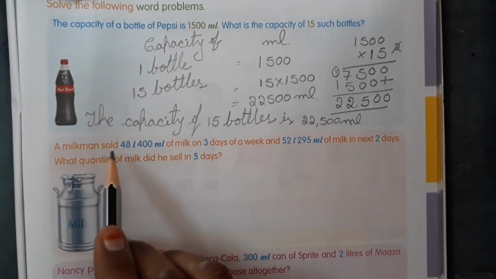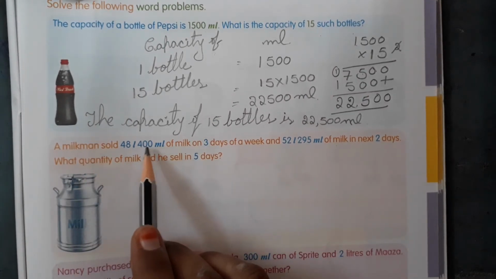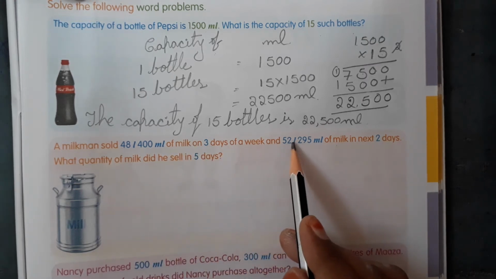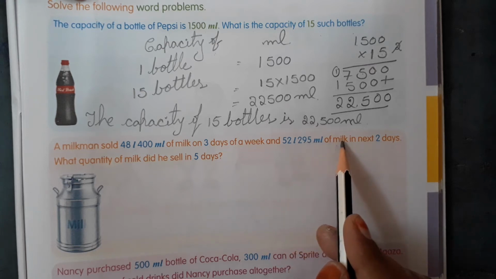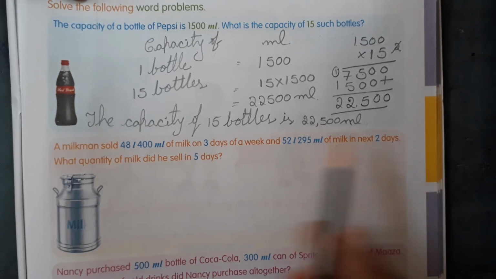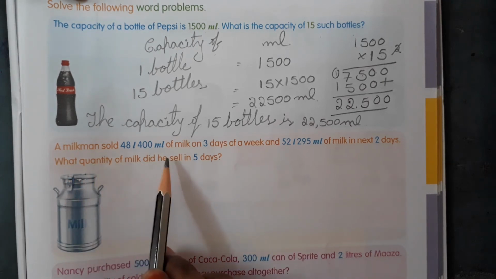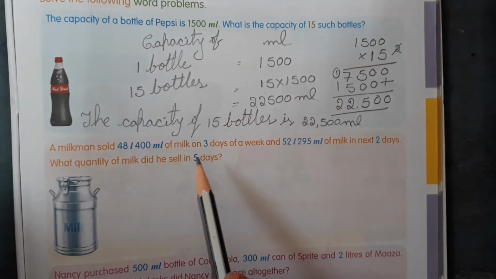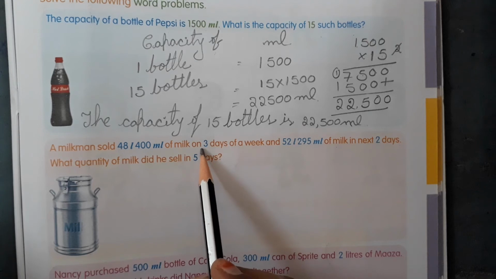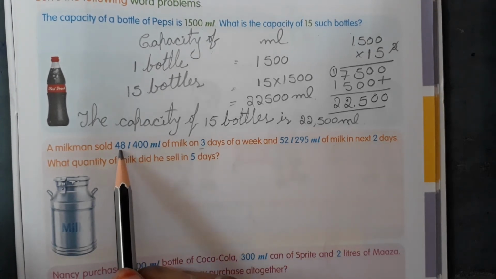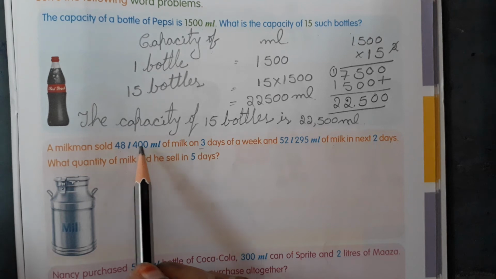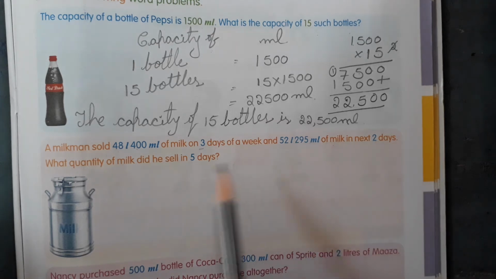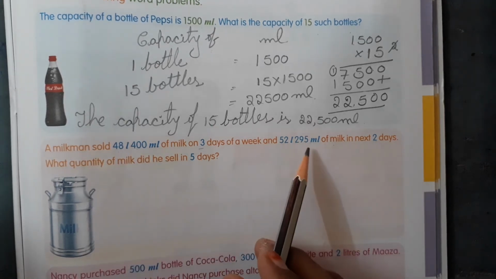A milkman sold 48 liters 400 ml of milk on 3 days of a week and 52 liters 295 milliliters of milk in the next 2 days. What quantity of milk did he sell in 5 days? So a milkman sold in the first 3 days of a week 48 liters 400 ml, and in the next 2 days 52 liters 295 ml. Now they are asking to find out the total in the 5 days.